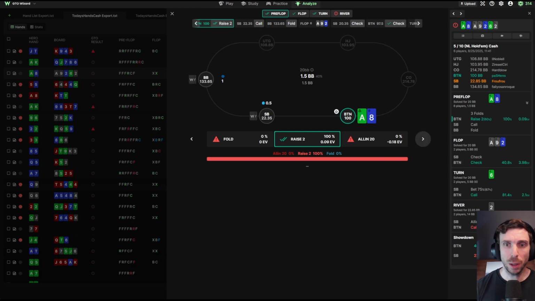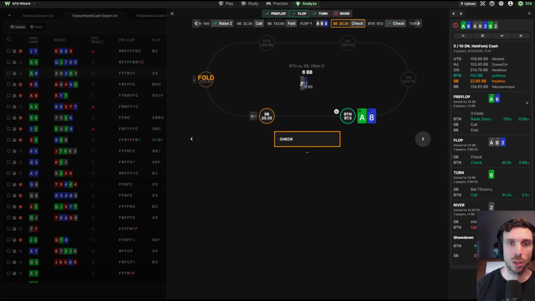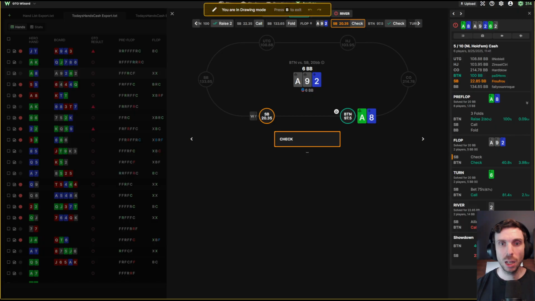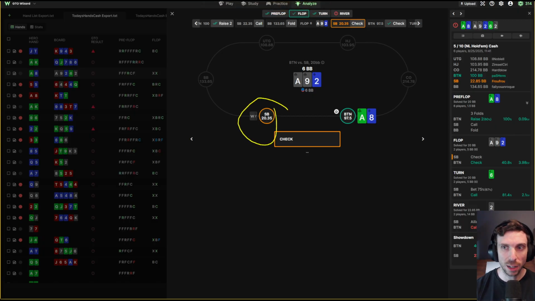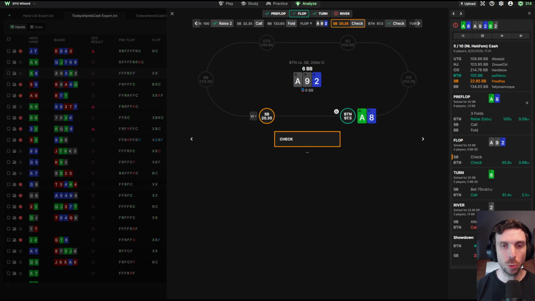ace-8 offsuit on the button. I open, small blind calls, ace-9-2 flop. This is a texture which I'm usually going to bet small or check. Now, note that the small blind only has 22 big blinds. This was a recreational player, and I typically treat recreational players a bit different than the pros when it comes to my strategy. I lean a little more into thin value.